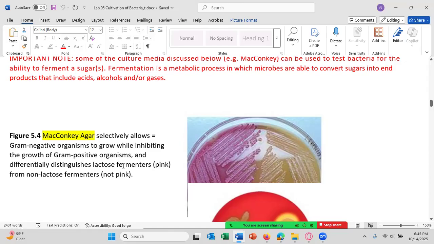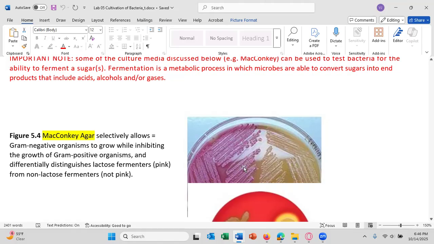It's differential on the basis of lactose fermentation. The sugar lactose is in this media, and if the bacteria can ferment the sugar lactose, it will produce acidic byproducts, which will change the pH of the media, giving the pink color. And you can see the pink color both on the colonies or on the growth right here, as well as around the growth in the plate, the pink of the agar right there. And that's just from the decrease in the pH from the fermentation of the sugar lactose. Any question about that?